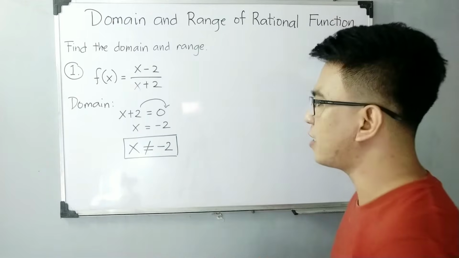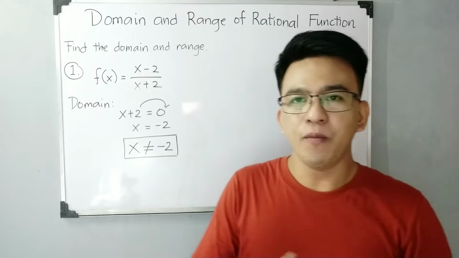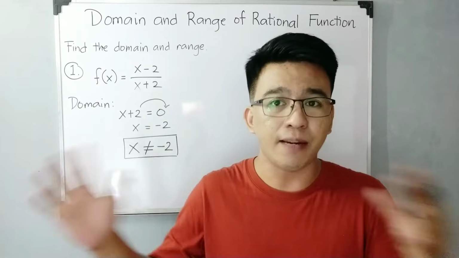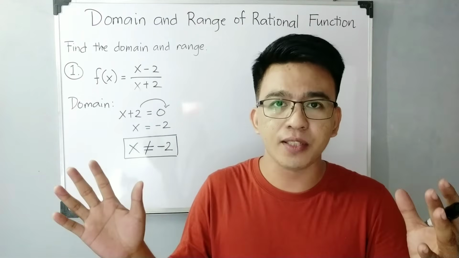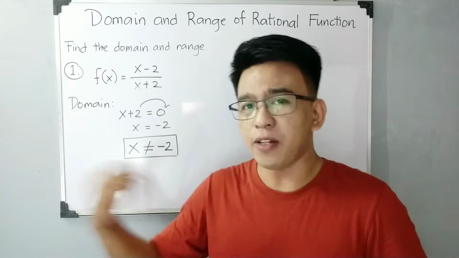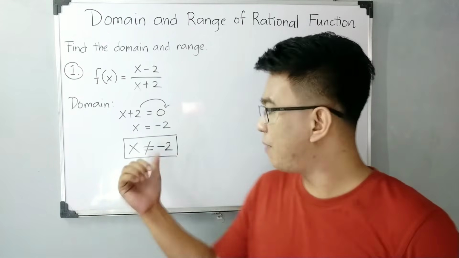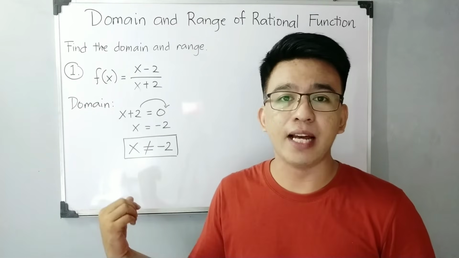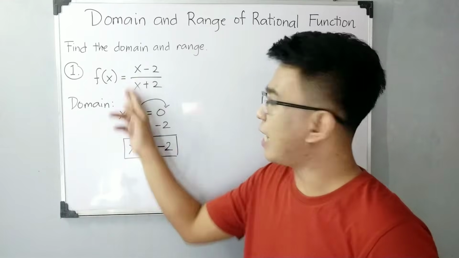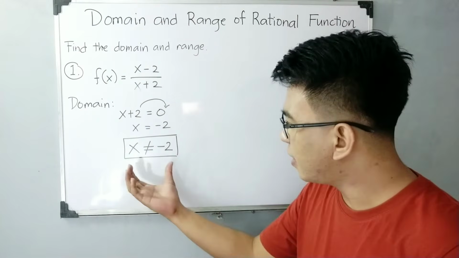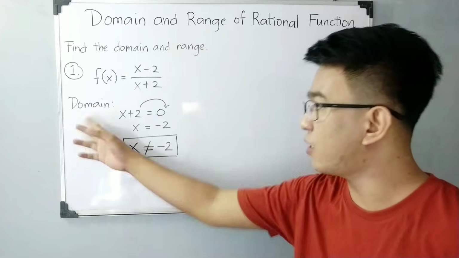What this means, guys, is that our domain is the set of all real numbers that are possible for x, except negative 2. Okay, any number for x, except negative 2. Because if the value of our x or domain is negative 2, the denominator will become 0 or undefined. Okay, so this is fine, x is not equal to negative 2, that is our domain.